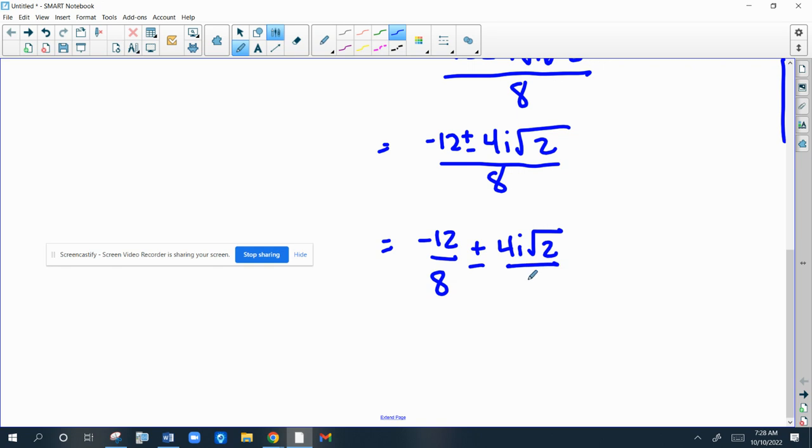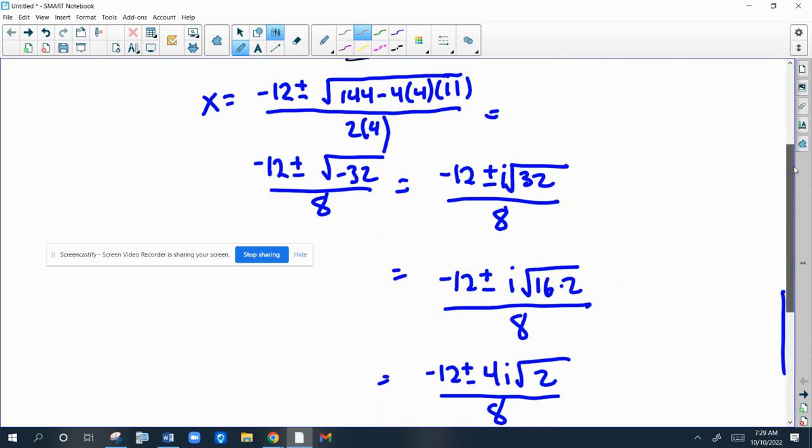So when you split it up here, the first fraction, 4 goes into both of those. So 4 goes into 12 3 times and 8 twice. So I have negative 3 halves, plus or minus. Now you can only simplify what's not in the radical, in the root. So this 4 and this 8 can be simplified. 4 goes into both of those. So I have 1 times i root 2 over 2. So that's the final simplified answer to this.